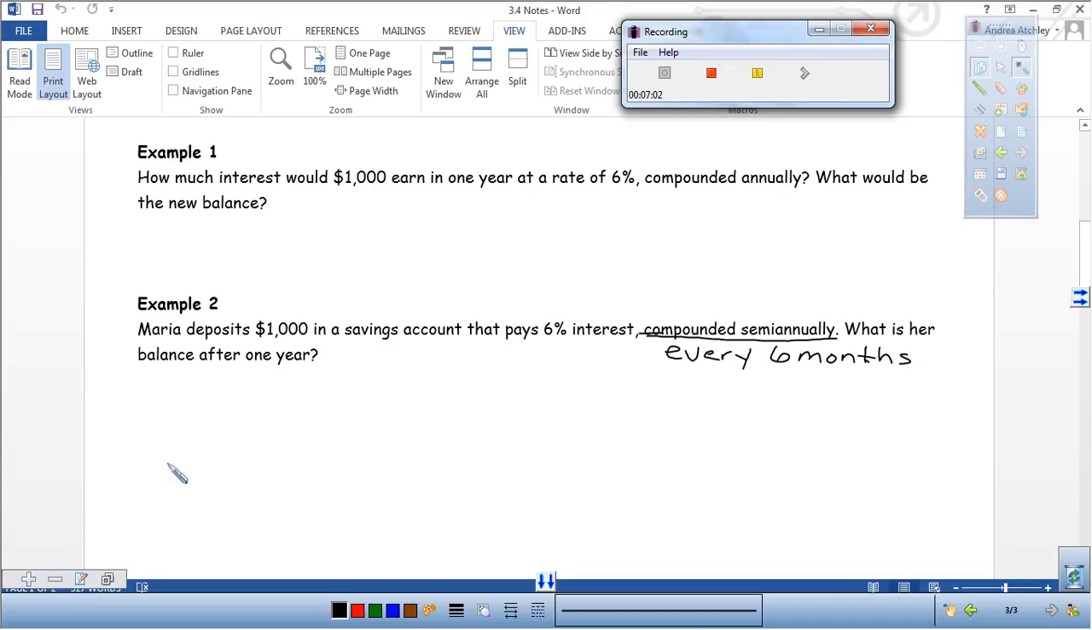Okay, so every 6 months it's going to be compounded. Okay, so what would my time be then? Okay, we don't want to use months. We want to put that in terms of years. Okay, so 6 months is what part of a year? Half a year. So it's going to be 0.5 years. Or if you want to do 1/2, you can. But I would do that.